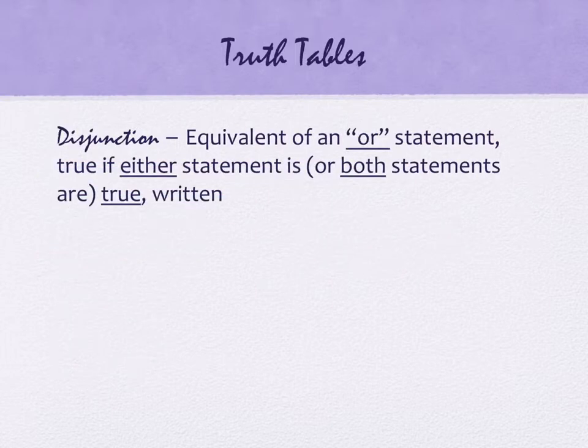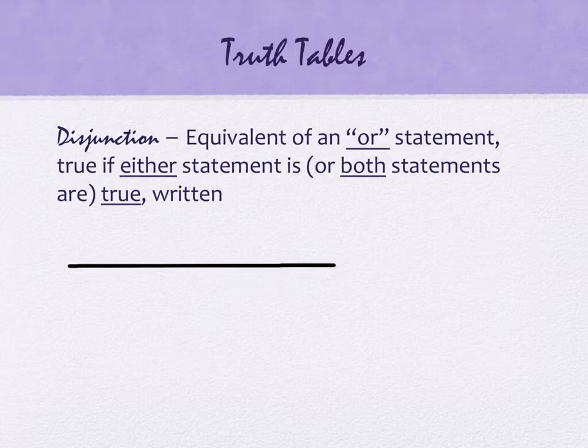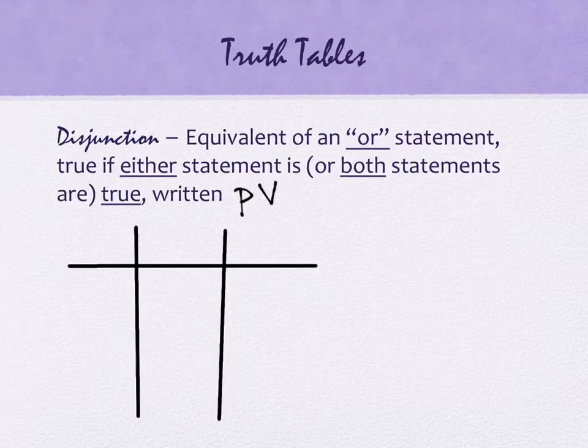Conjunctions. Disjunctions are my next one. Disjunctions are the equivalent of an or statement. And they're true if either statement is true or both statements are true. And it is written P or Q. So the or part actually looks like a V. It's flipped upside down from my and symbol.